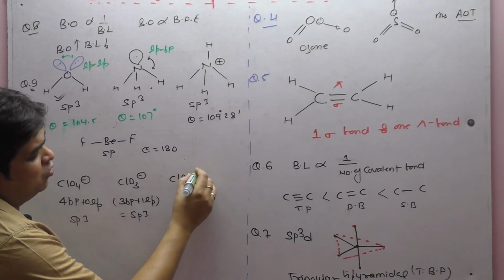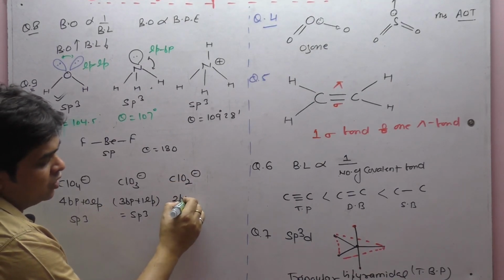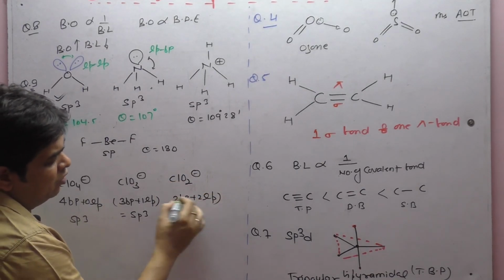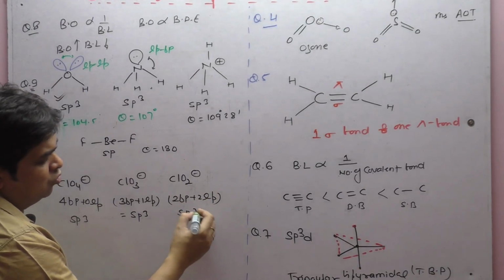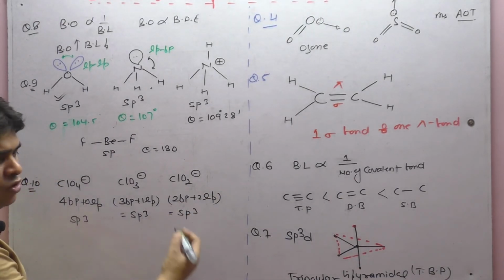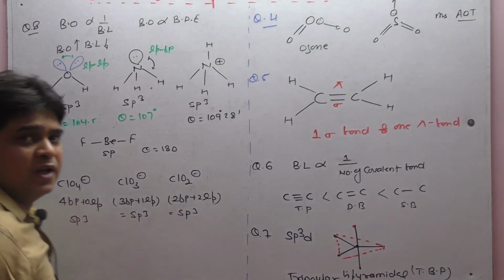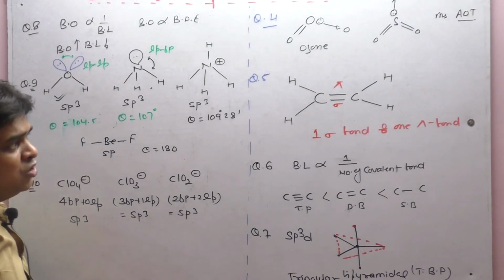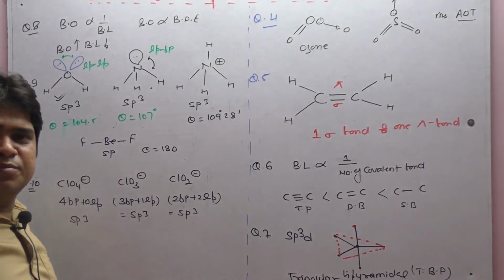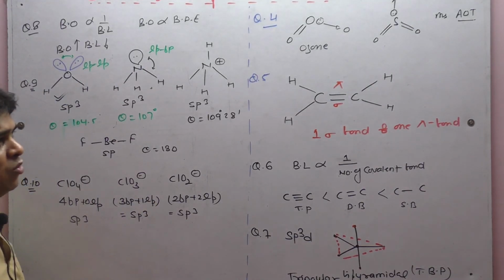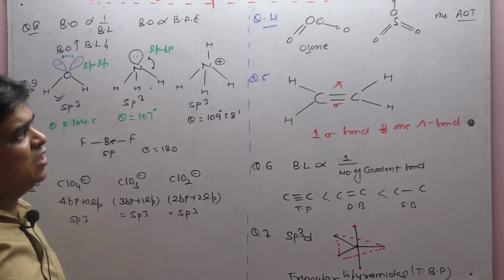In case of ClO2 minus, 2 bond pairs. Similarly, you can find out the hybridization. This is also sp3 hybridized. So all molecules are sp3 hybridized, all having the same hybridization in this case. So it was a very easy and very simple assignment of chemical bonding. You can easily find out all these.